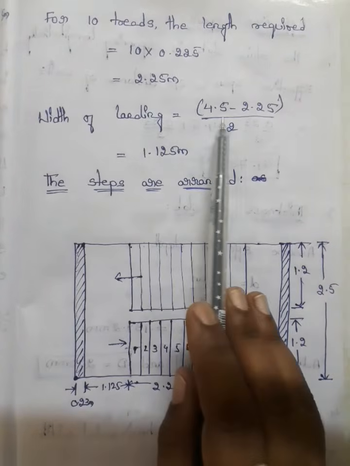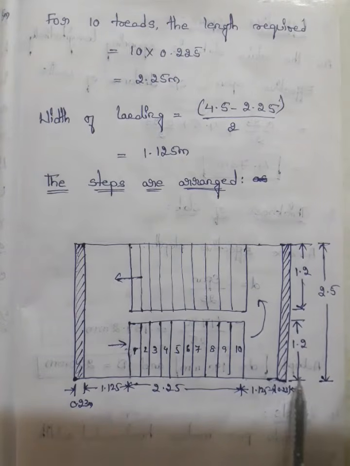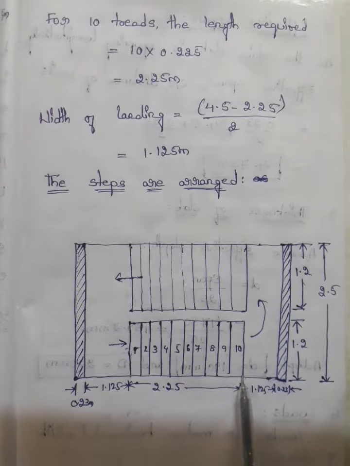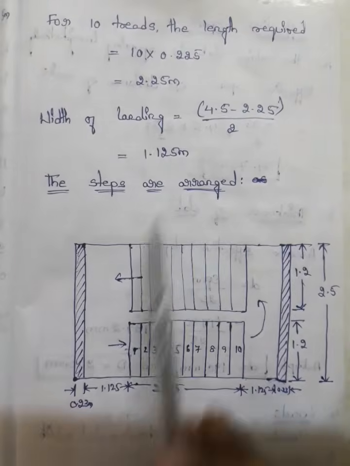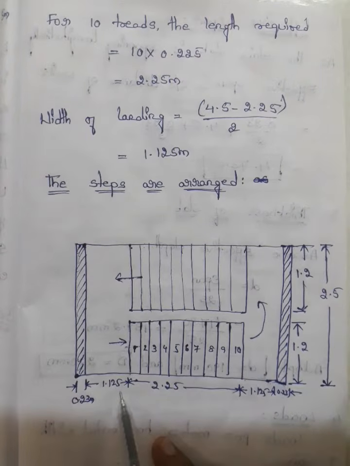So what we have done, I will explain again. 4.5, complete 4.5, minus this 10 treads length, 2.25, by 2. Then you will be getting the width of the landing. So that is 1.125 meters.